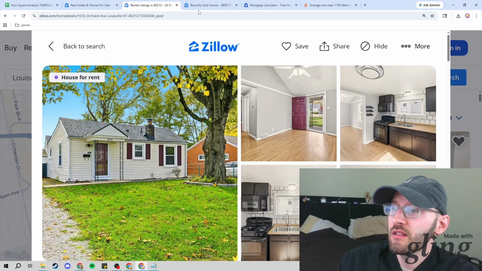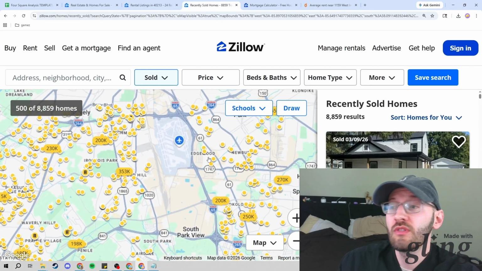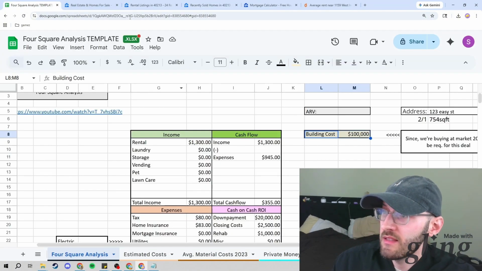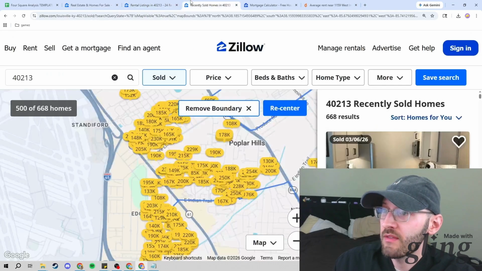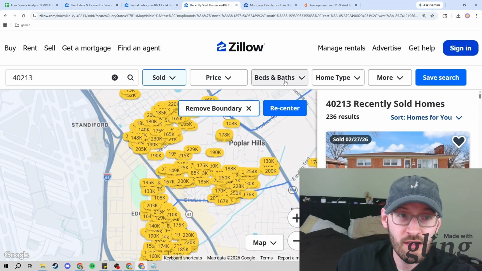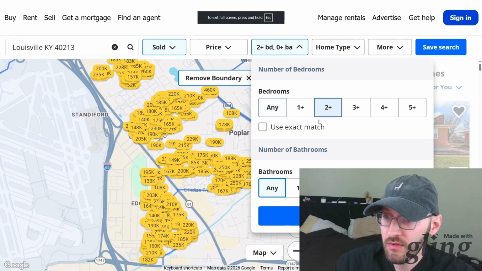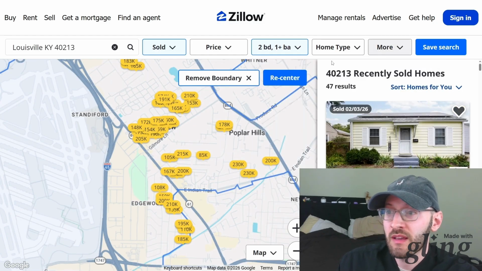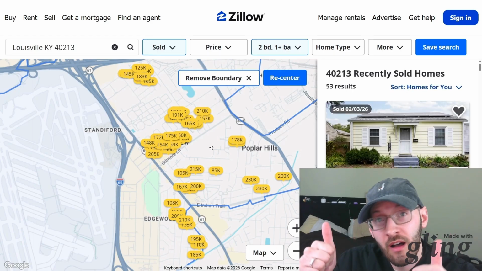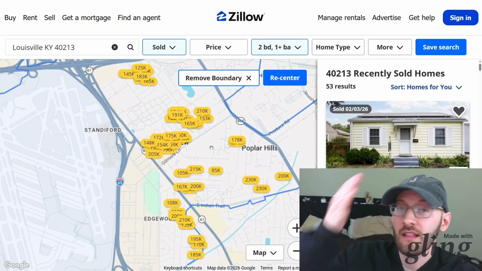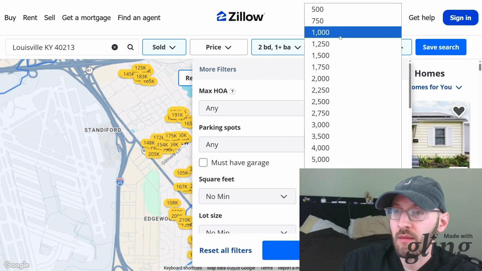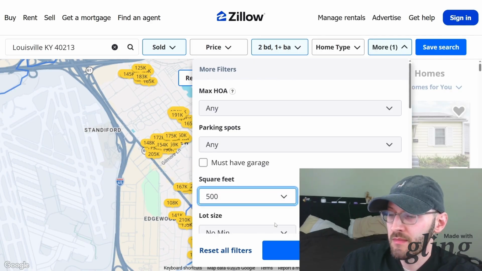So now we're going to look at average sold listings in the 40213 area. Now we said that this is a 754 square foot. So you guessed it, that's what we're going to do. We're going to do a 2-1 exact match on the bed. And why exact match? Because we want to make sure we're looking for comps, comparables, things that look like this house. And then we're going to look at square footage. We want everything up to probably 1,000 square feet. Minimum is going to be 500.